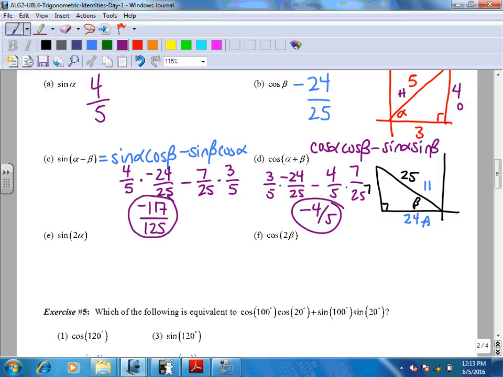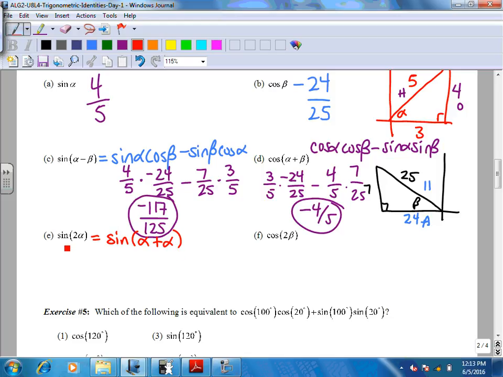And what they kind of want you to do on this sheet, because we don't actually know this formula yet, is to think of sine 2 alpha as sine of alpha plus alpha, because that would be 2 alpha, right? So you could do the problem that way. There's actually a lot easier way to do this.